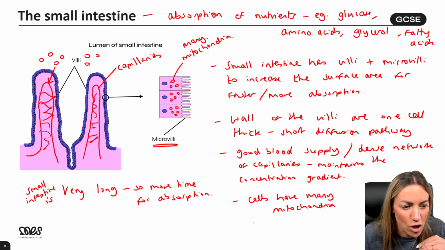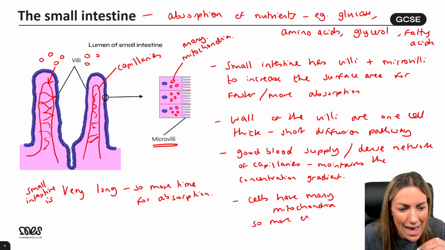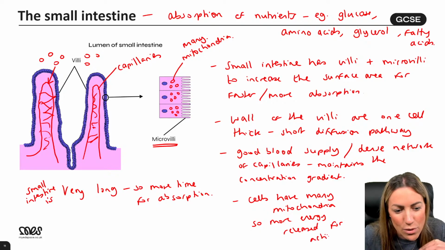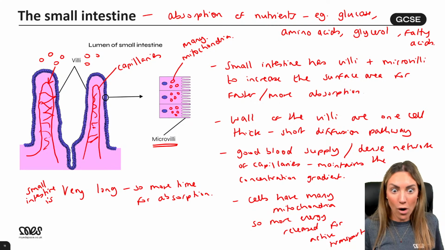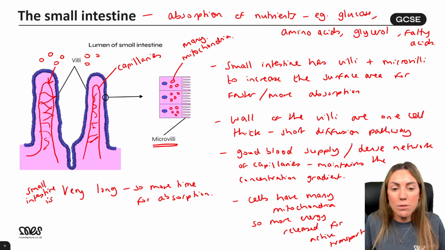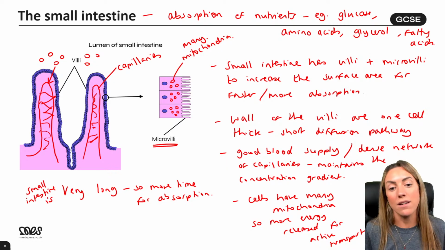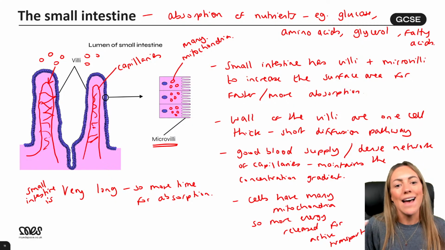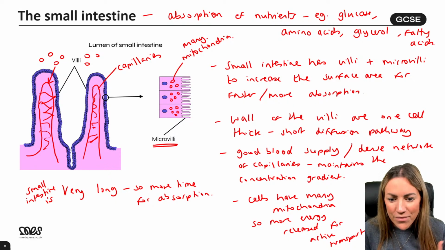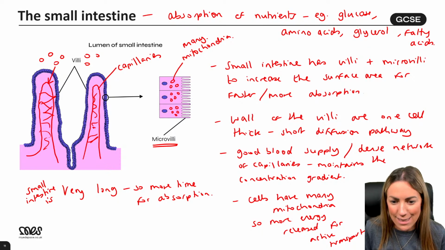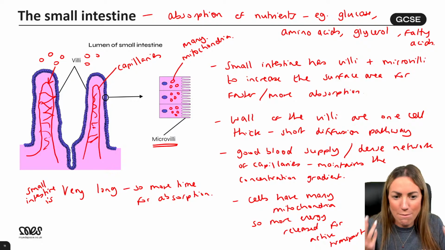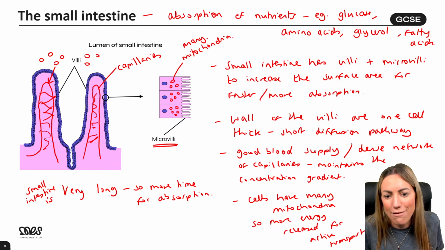Cells have many mitochondria, so more energy released for active transport. So if you do have a low concentration of glucose in your small intestine, you still want to get it into your blood, right? You're going to have to move it against its concentration gradient. You're going to have to use active transport. Active transport requires energy. Where does the energy come from? Respiration. Aerobic respiration takes place in the mitochondria. In fact, let's just remind ourselves the mitochondria is the site of aerobic respiration.